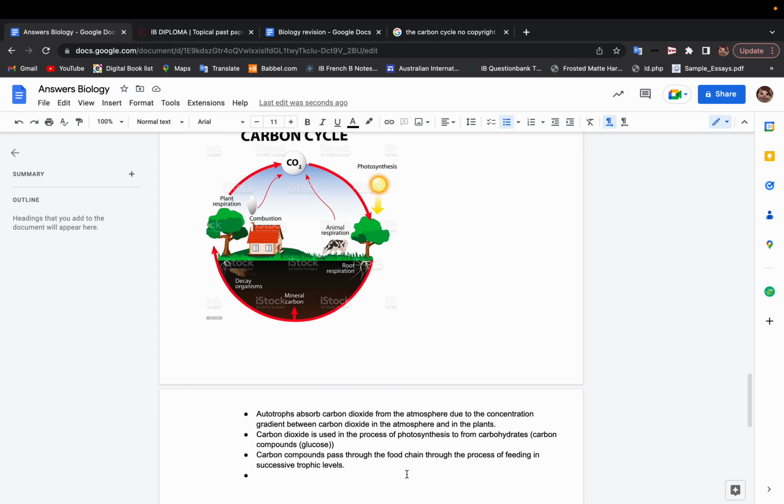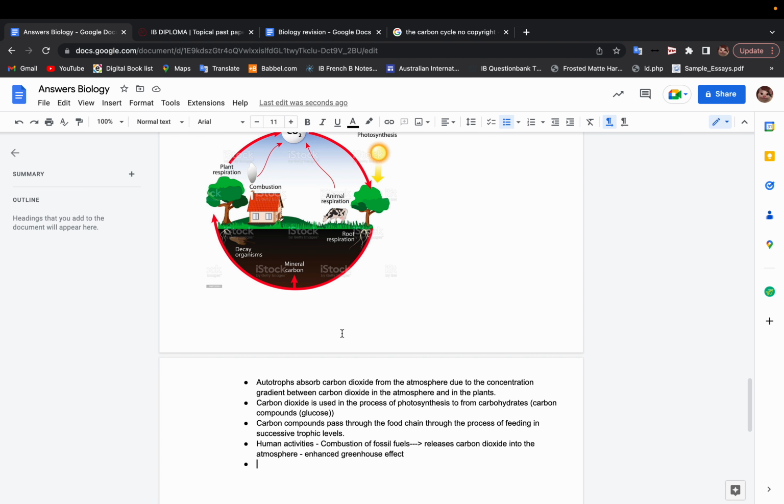Okay, so now we've talked about how carbon passes through the process of feeding. Let's now move on to combustion. Human activities also contribute to CO2. So the combustion of fossil fuels releases carbon dioxide into the atmosphere. It causes enhanced greenhouse effect. You don't need to say that because it just talks about the carbon cycle. If you want, you can.